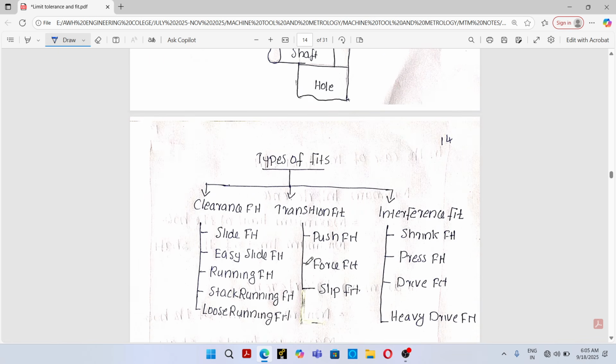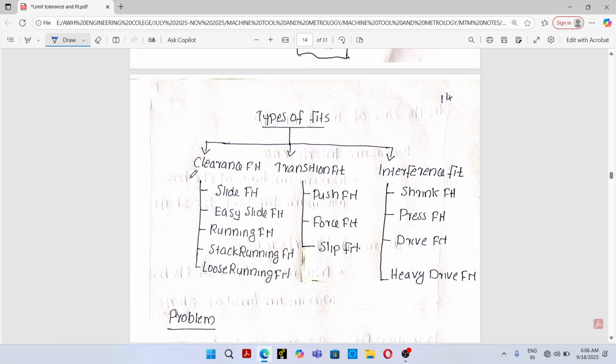Okay. See, we have three types of fit, that is clearance fit, then transition fit and interference fit. So in the case of clearance fit, we have these examples, that is sliding fit, easy slide fit, running fit, slack running fit and loose running fit.